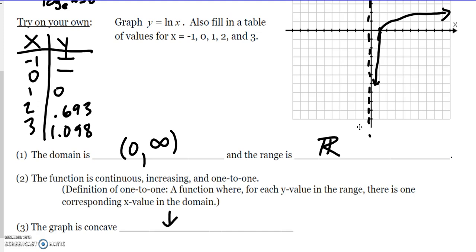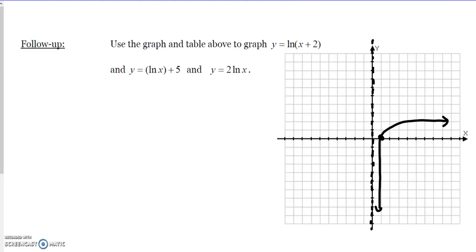So again, let's keep going on with graphing here just a little bit. In this case, I went ahead and graphed the parent graph, which we just did on the previous screen, y equals ln of x, for your reference. And then let's think about transformations.